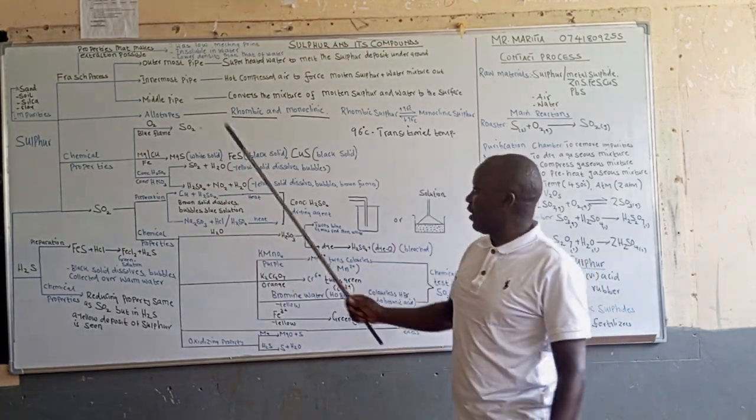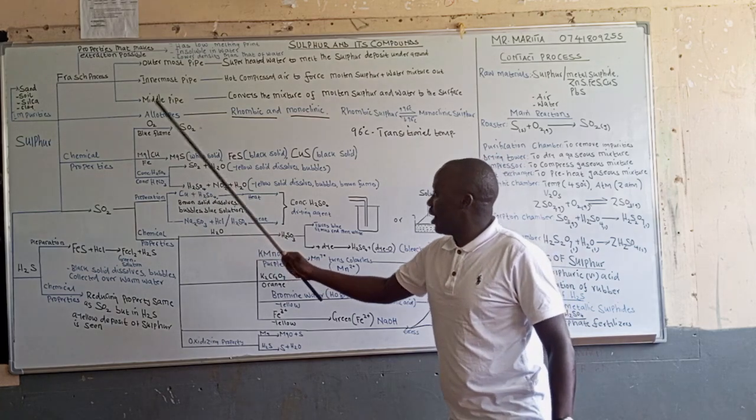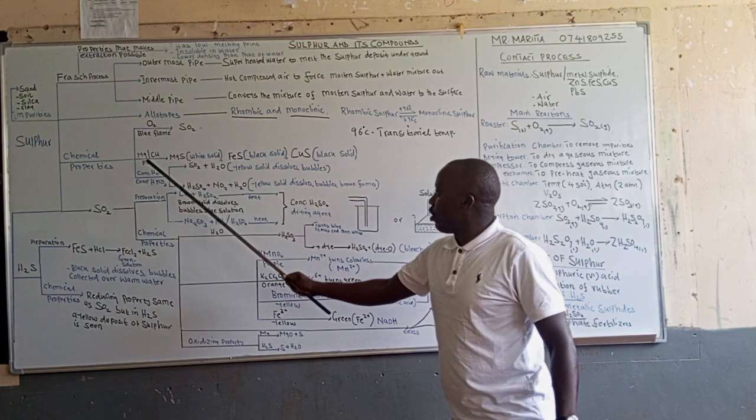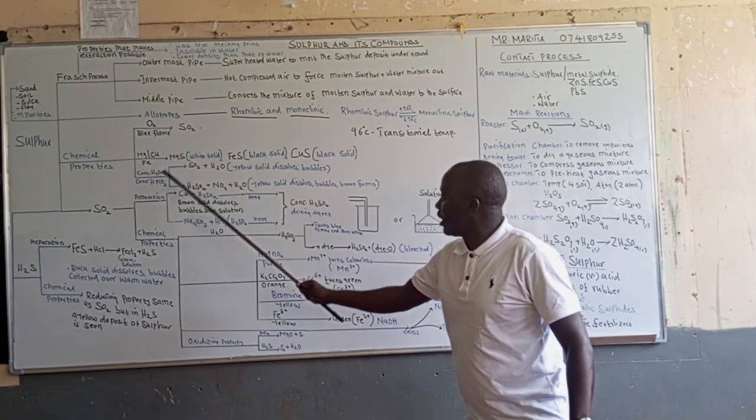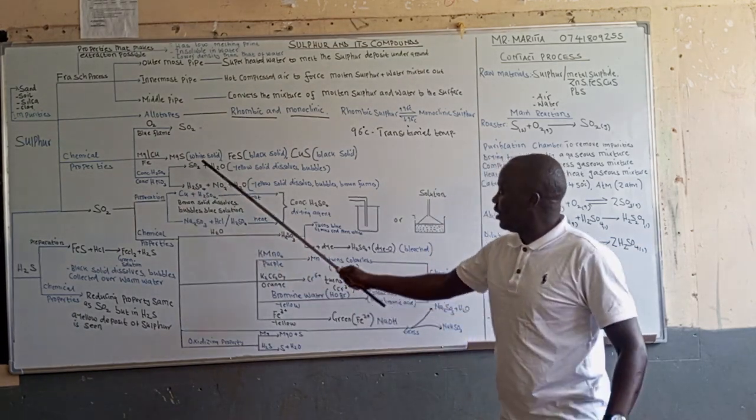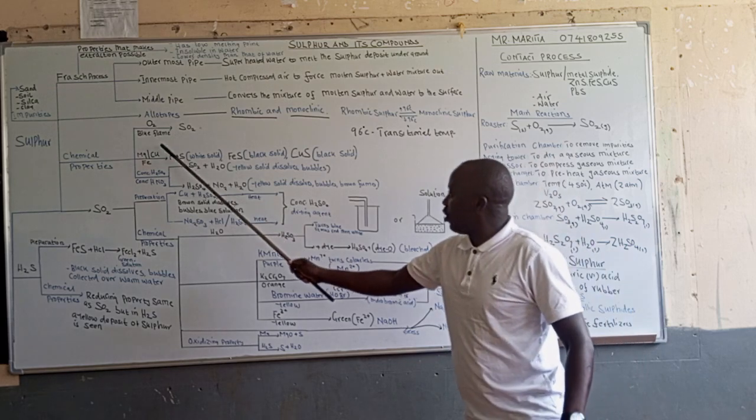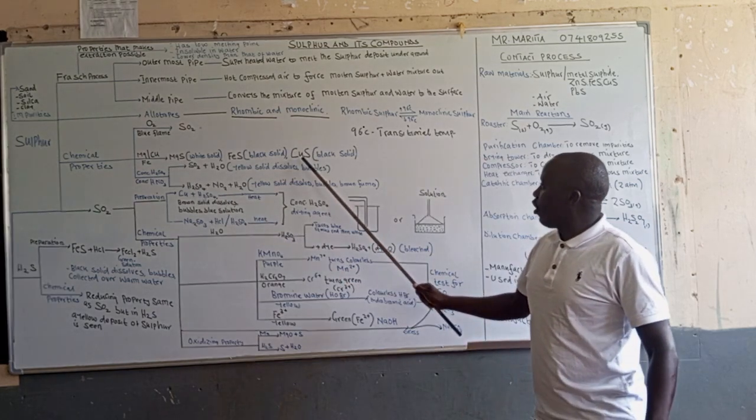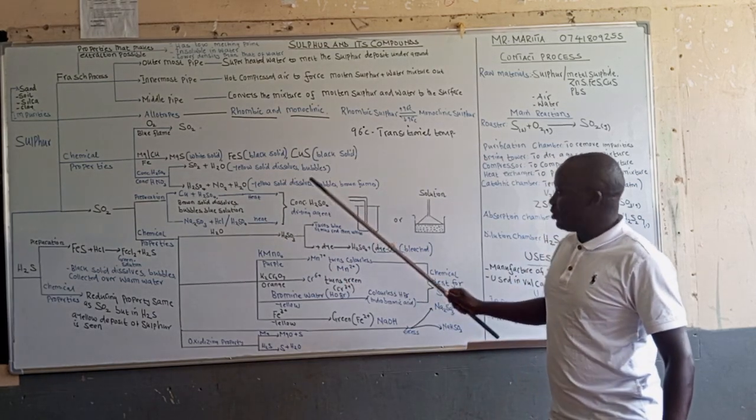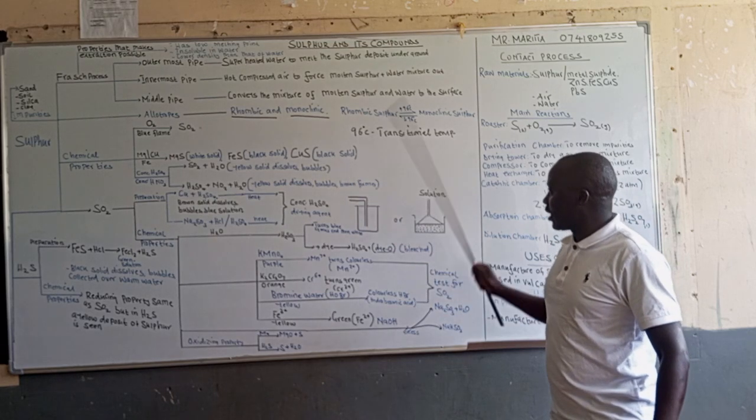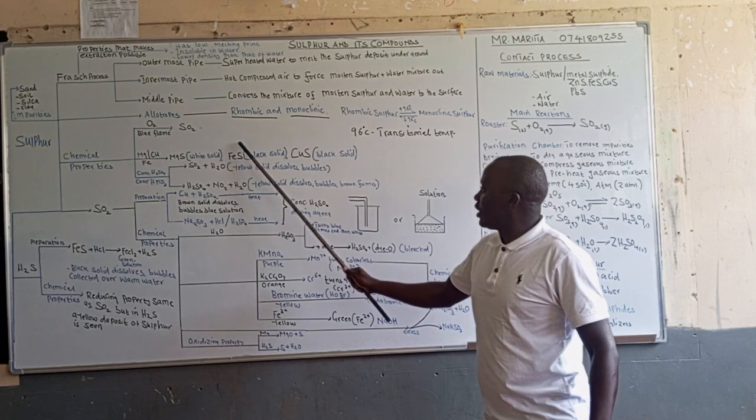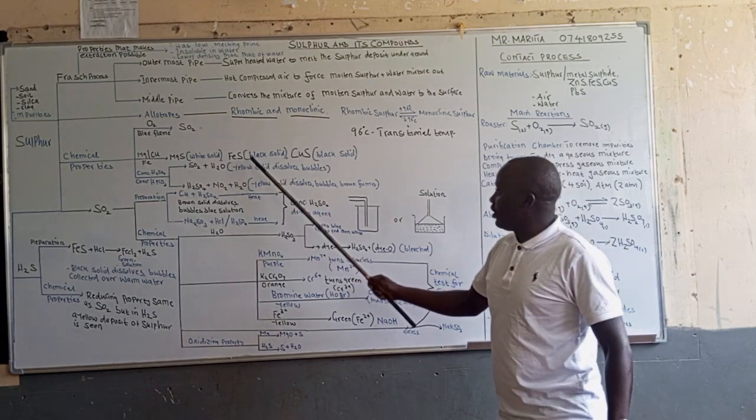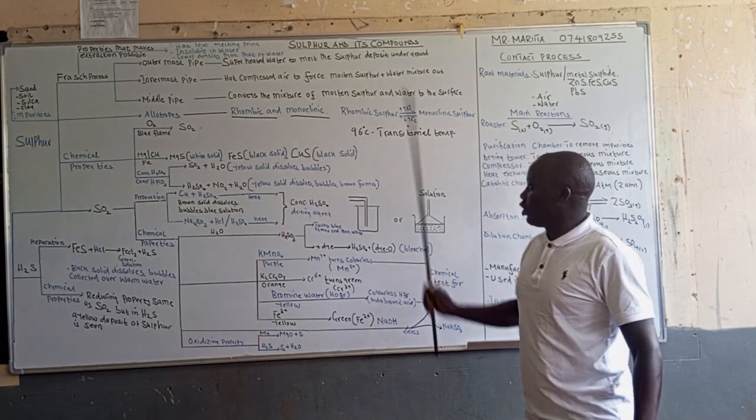Chemical properties of sulfur: it reacts with magnesium, with copper metal, or iron metal. With magnesium, it forms magnesium sulfide. The observation you can see is a white solid. With copper, you have copper(I) sulfide. The observation you can make is a black solid. With iron, you will have iron(II) sulfide, and the observation you can make there is a black solid.